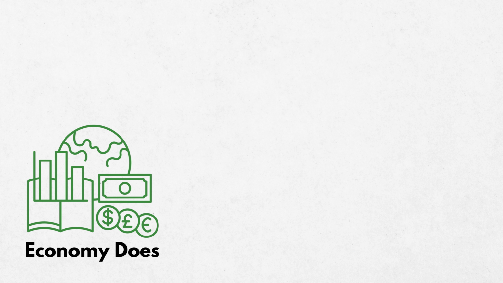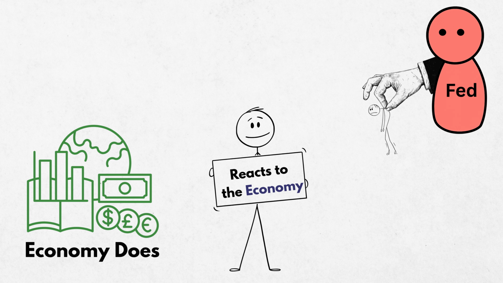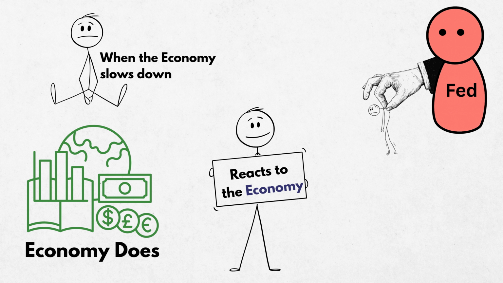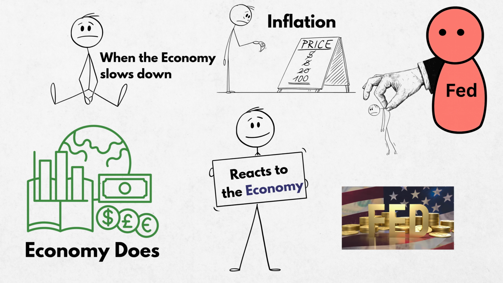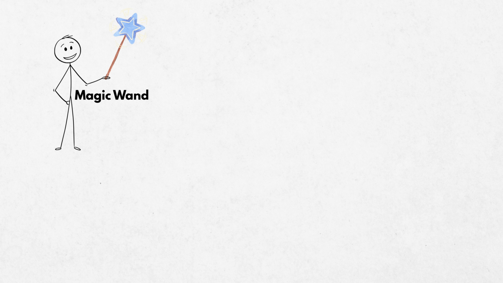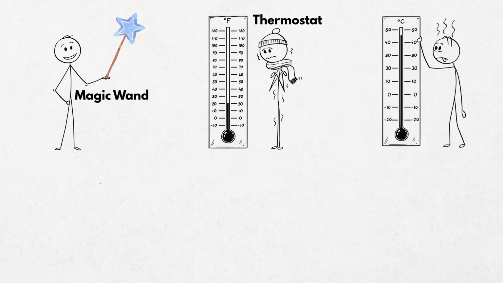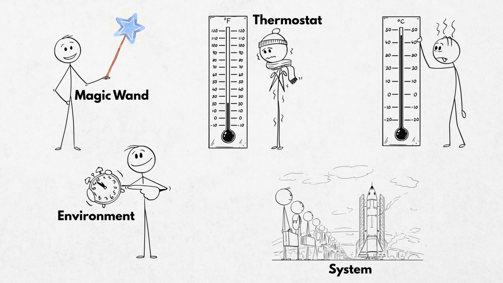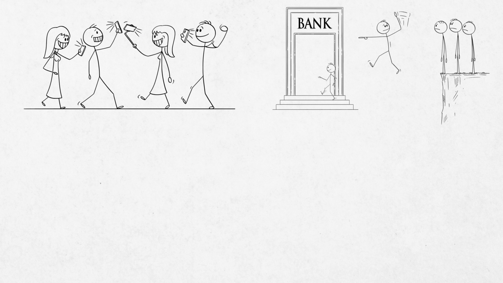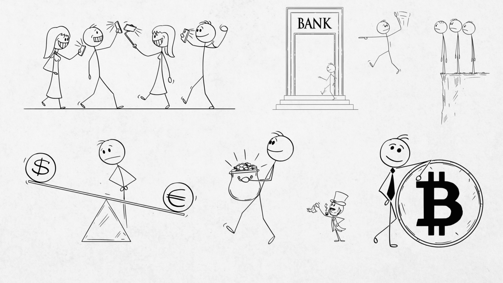The economy does. Many people think the Fed controls everything, but in reality, the Fed only reacts to the economy. When the economy slows down, the Fed cuts rates. When inflation rises, the Fed increases rates. So the Fed isn't a magic wand. It's more like a thermostat, adjusting the temperature based on the environment. And the entire system runs on just one thing: trust. If people lose faith in the banking system, no rate cut, no gold, and no Bitcoin can save it.